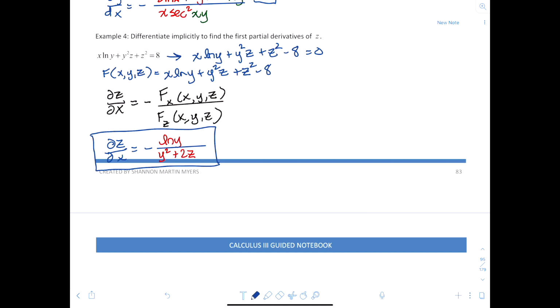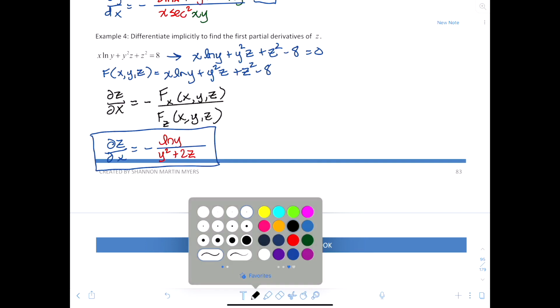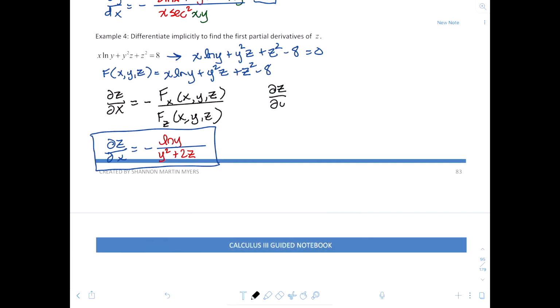Okay, so now the first partial of z with respect to y is going to be equal to negative, and then the first partial of f of x, y, and z with respect to y over the first partial of f with respect to z. So that will give us negative. So now treating x and z as constants, we will have, I believe, x over y for the first term in the numerator.